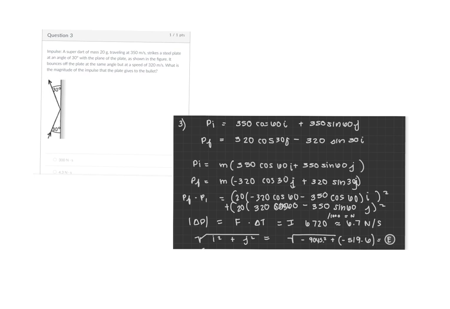So how we answer this is: all the signs in the i direction is 350 cosine of 60 plus 350 cosine of 60, sine of 60 in the j direction, and p final is 320 cosine of 30 i minus 320 sine of 30 i. So then we can combine like terms, so we can put all of the i's together and all of the j's together, and we have to multiply that by the mass which is given, which is 20.